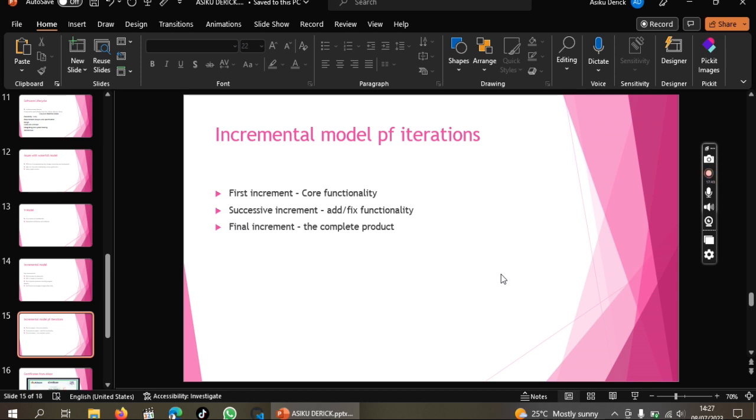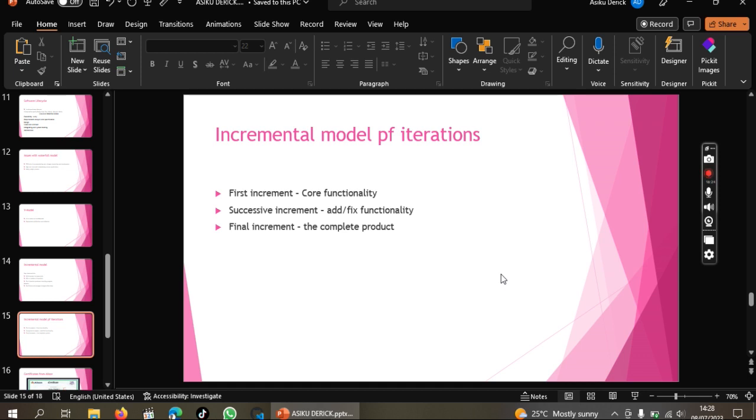Then the incremental model of iteration. The first increment is the core functionality. In the first increment, you have to define the core functionalities of the system, what the system will do, what the user needs, and core things related to the system have to be defined there. Then the successive increment is where now you add or fix functionalities. This is where if some things were not complete in the core functionality, you are able to bring them on board, fix them, and make any changes to it.